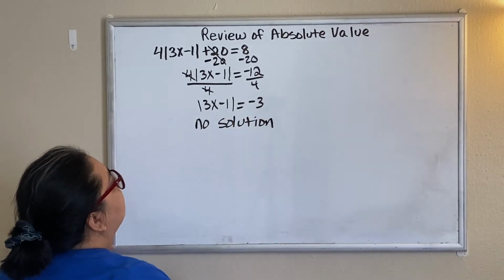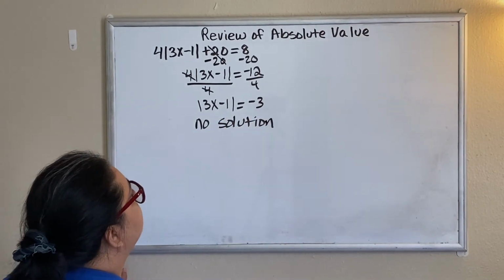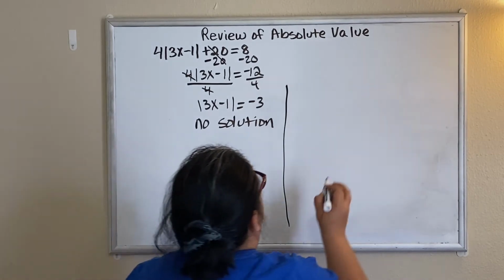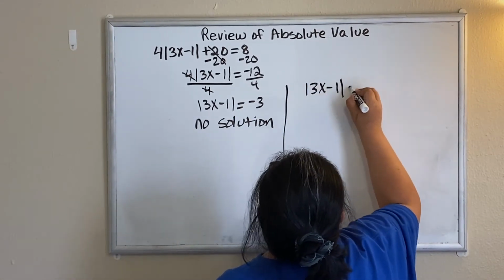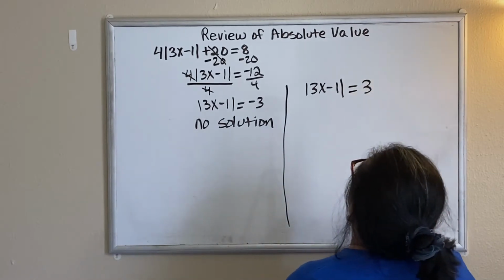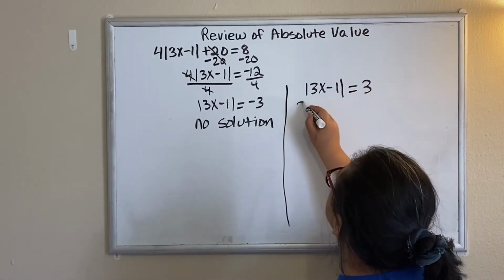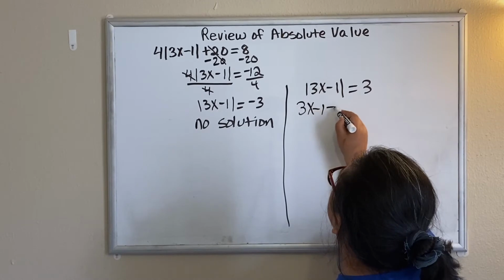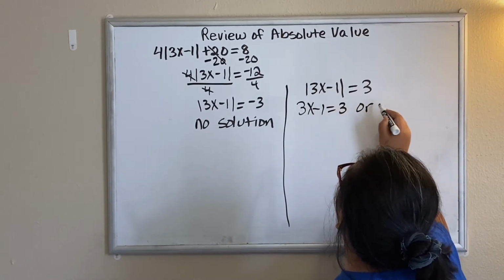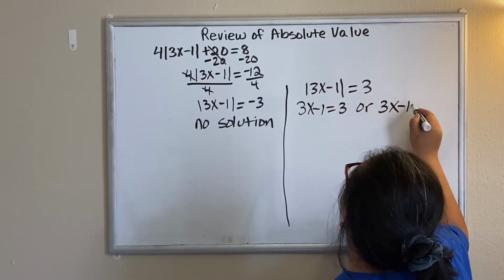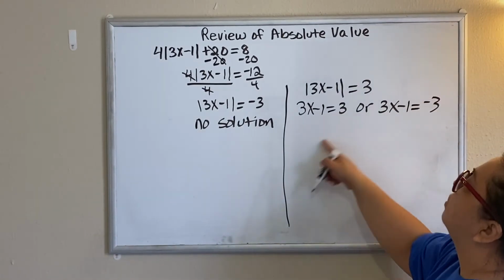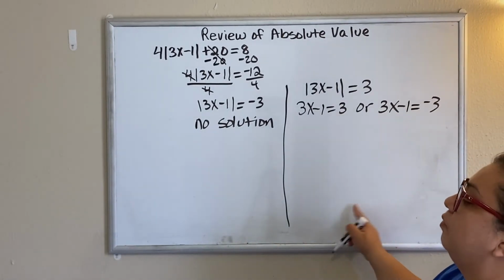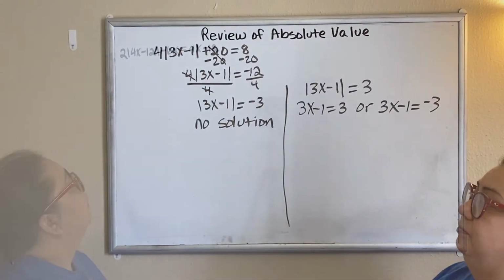If we had positive 3, let's just say, for example, we had the absolute value of 3x minus 1 equals positive 3, then we would make 2 equations. We would say 3x minus 1 equals positive 3, or 3x minus 1 equals negative 3. We would write that, and then we would solve both equations, and we would get 2 solutions.